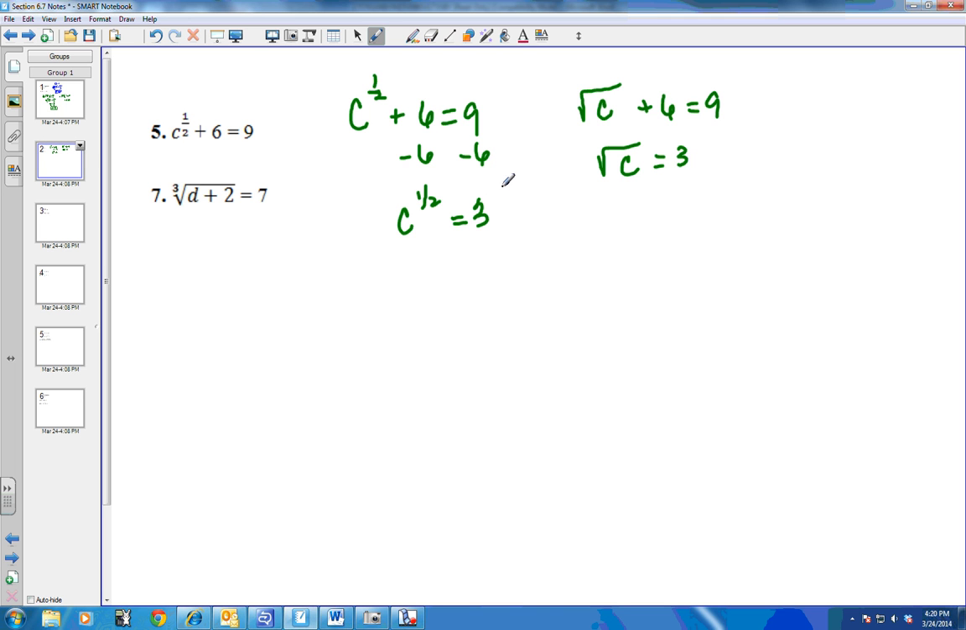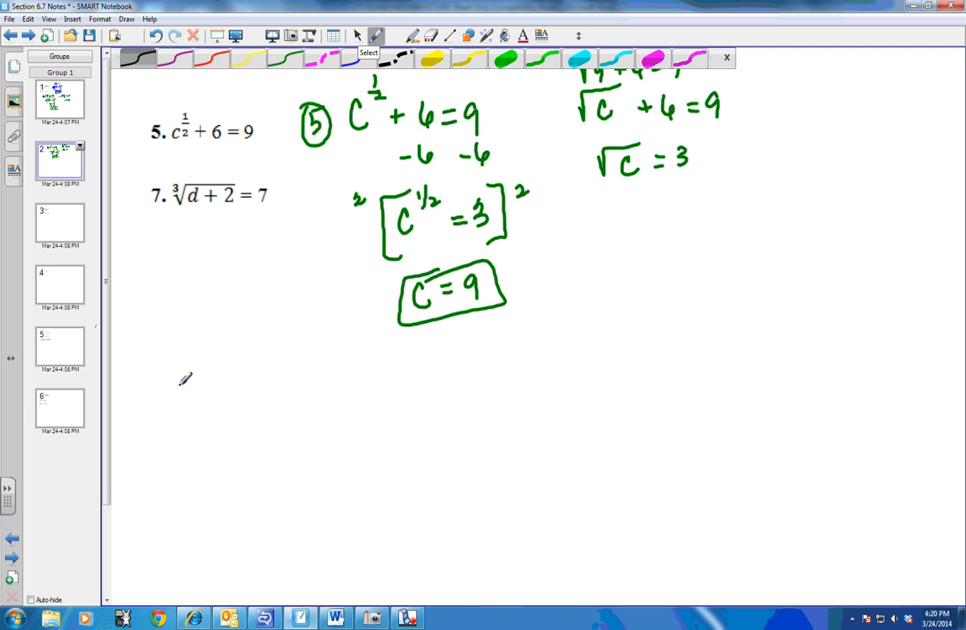Now to solve this, again, I would square both sides. So when I square c to the 1/2, remember when I have an exponent raised to another power, I multiply those. So that's c to the first. 3 squared is 9. Okay, and when I check that, square root of 9 plus 6 equals 9. The square root of 9 is 3, so 3 plus 6 equals 9. That is true. And that was number 5.